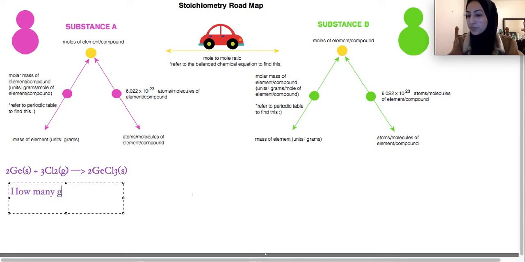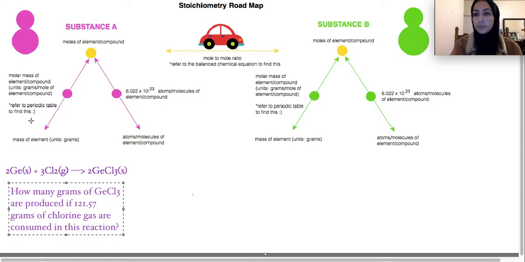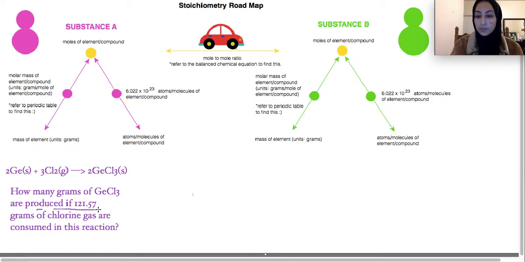How many grams of germanium chloride are produced if 121.57 grams of chlorine gas are consumed in this reaction? Okay, so this is my question. I want you to note the question gives me 121.57 grams of chlorine gas.